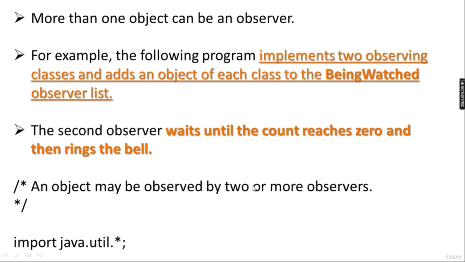More than one object can be an observer. More than one class can observe a single class. The following program will implement two observing classes and add an object of each class to the observer list. In the previous session, the example had only one observer, and in this video we will see an example that is being watched, or observed, by more than one object. The second observer waits until the count reaches zero and then rings the bell.